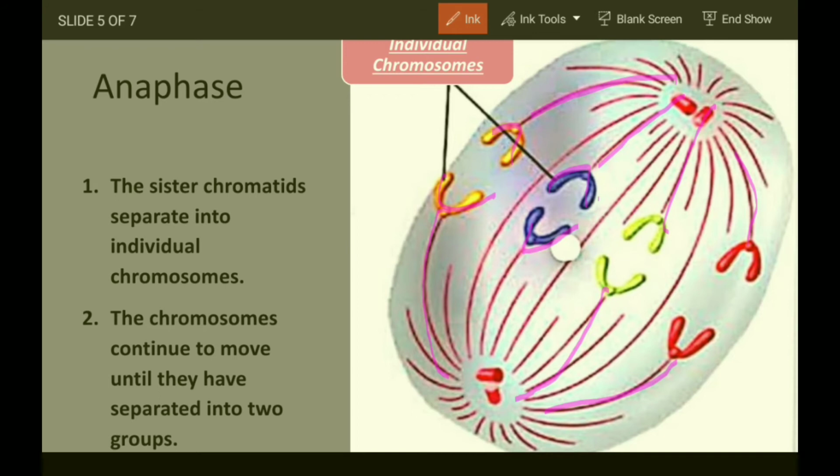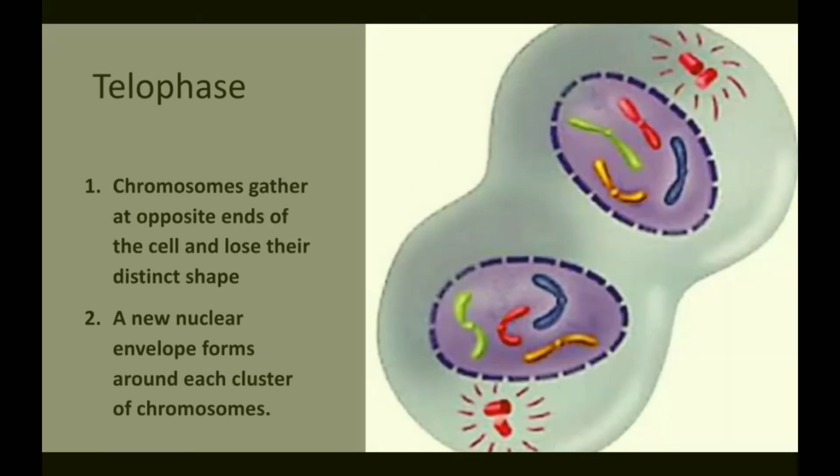So these chromosomes continue to move, like this one will move this side, these four will, and these four will move this side. They move until they have formed two different groups. So this process is called anaphase.